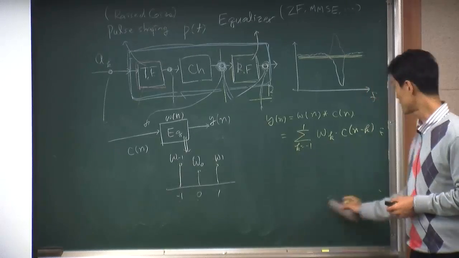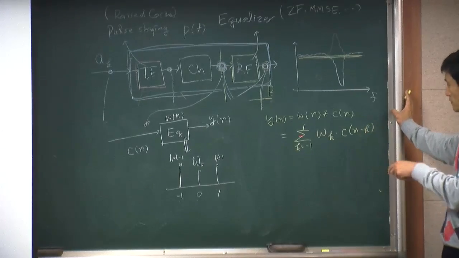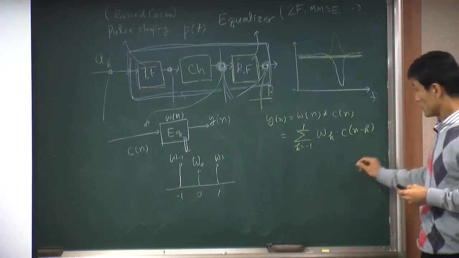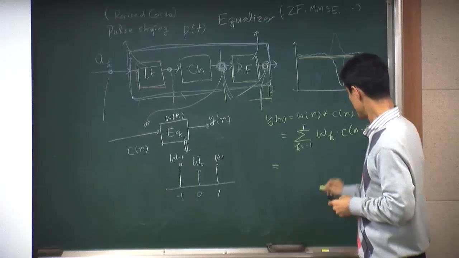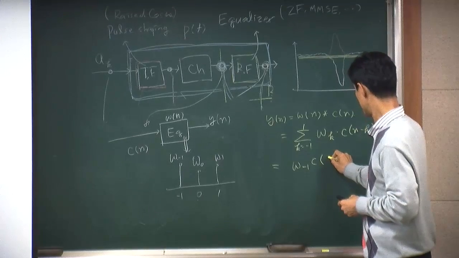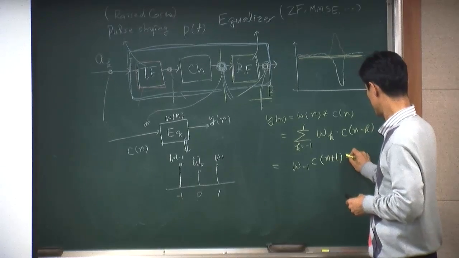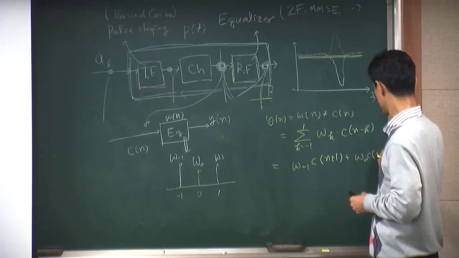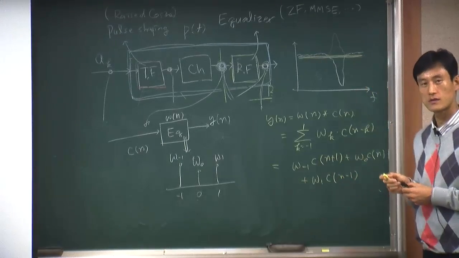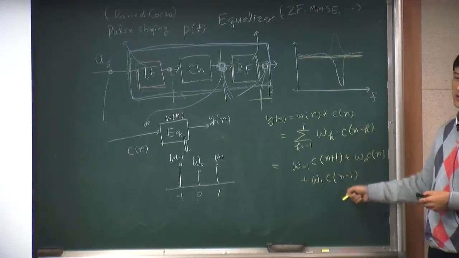We're going to have something like that, right? That's going to be our input-output relationship. Just a simple convolution. So what that means is, that's what you get. Because I have only 3 taps, we're going to have only 3 terms in the summation.